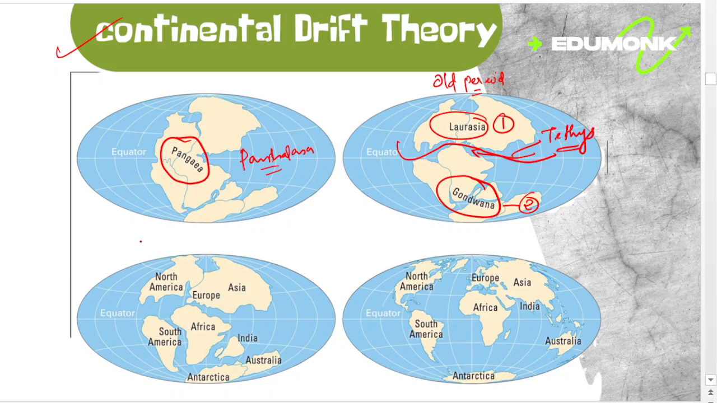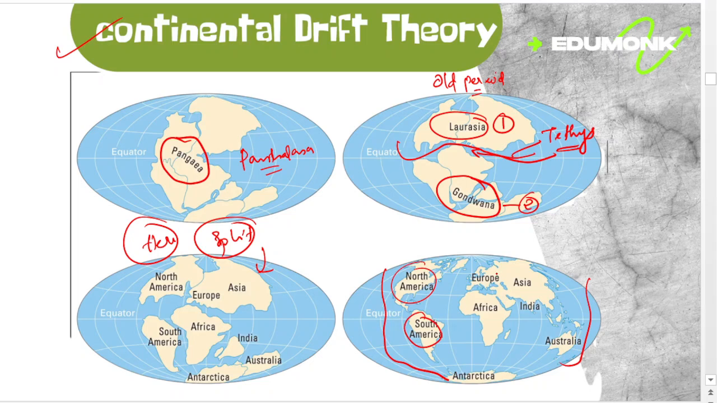Then, in the Mesozoic period, around 225 million years ago, again this continent began to split, and mountain building activities started here. Then in the final stage, we can see today's world like this: North America, South America, Europe, Asia, Africa, India, Australia. These are the whole continents.